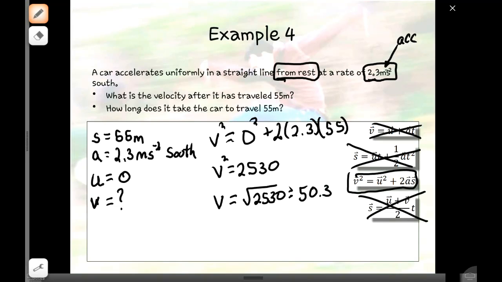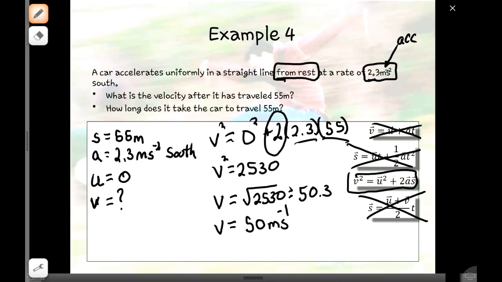Okay, so now we know roughly what my final velocity is, but we have to look at significant digits. Well, how many significant digits do I have here in the 55? The answer is 2. 2.3, I have 2. This 2, on the other hand, has infinite because it is part of the equation. We know that 2 to be exactly 2. So I need to have 2 significant digits. So my final velocity, V final, equals 50, and the units are meters per second.